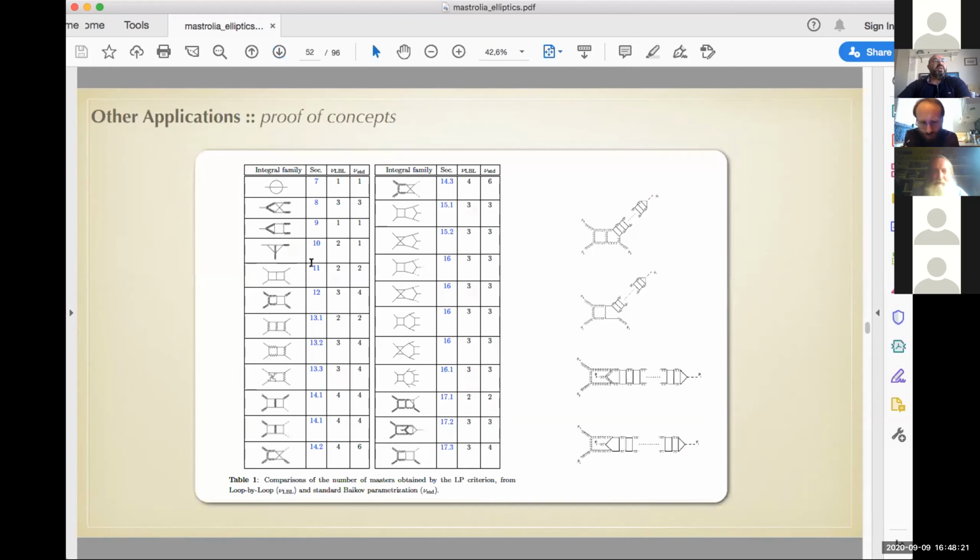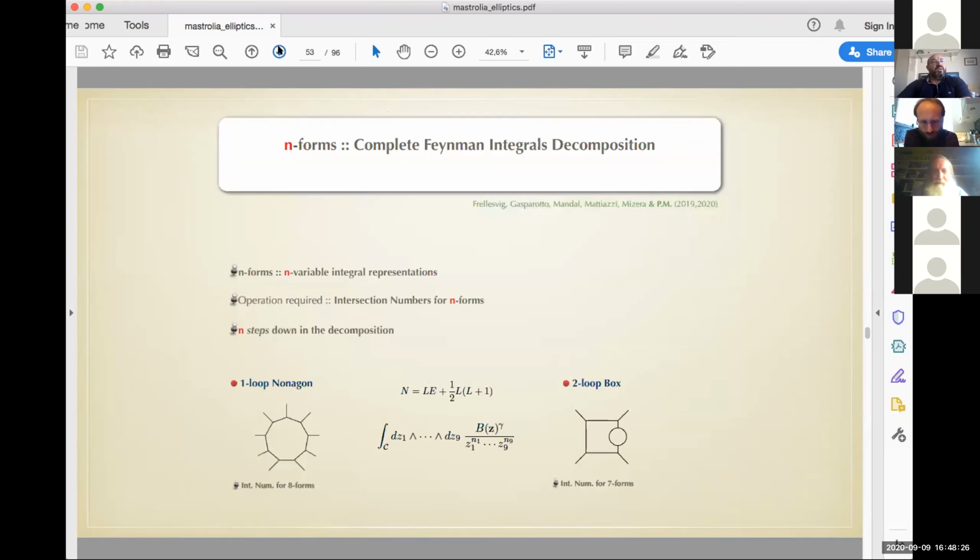And in our first application, we considered the maximal cut for different types of integrals. So for us, it was important to have the possibility to reproduce a few limited, but still non-trivial, results, because we were able to obtain the coefficients of the master integrals on the maximal cut, even in the presence of multiple master integrals. And we understood that in order to push forward our analysis, we needed to apply our algorithm to n-forms, and therefore to the calculation of the n-variable intersection number.